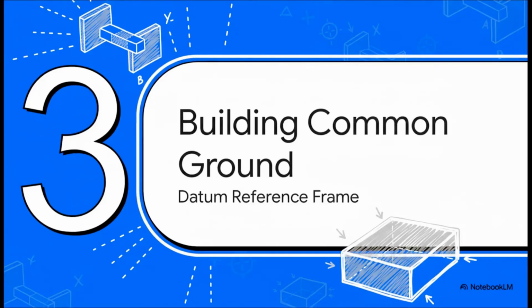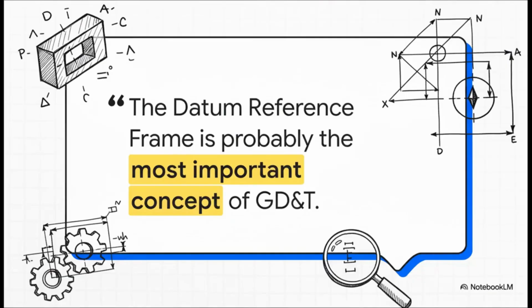Now let's get into the real fundamentals. If we're going to learn this language, we have to start at the beginning. And it's this. Before you can measure anything, you absolutely need a starting point, a universal zero that everyone agrees on. In the world of GD&T, we call this starting point the datum reference frame. And I cannot stress this enough. This isn't just me saying it. Our sources are crystal clear on this point. The datum reference frame is probably the single most important concept in all of GD&T. Seriously, if you can wrap your head around this one idea, you've basically unlocked the key to the entire system.